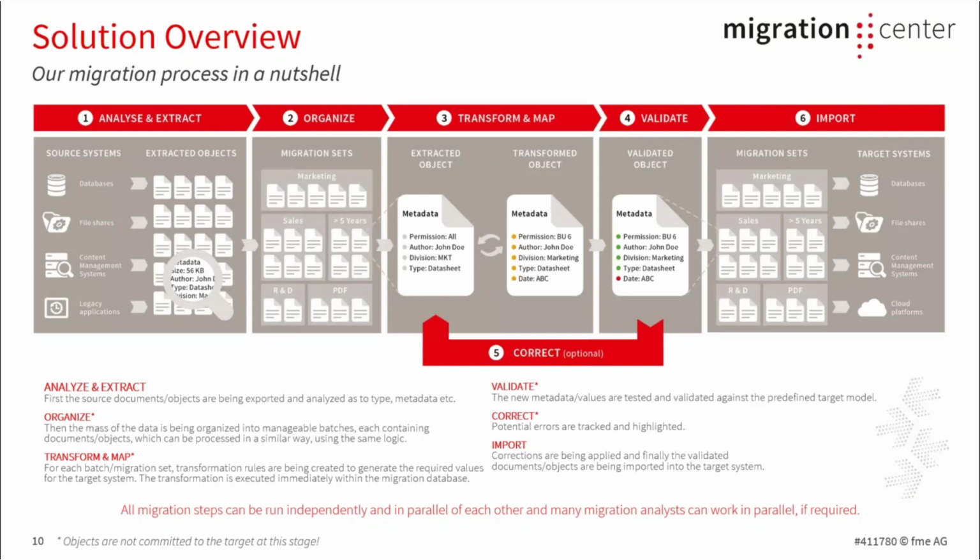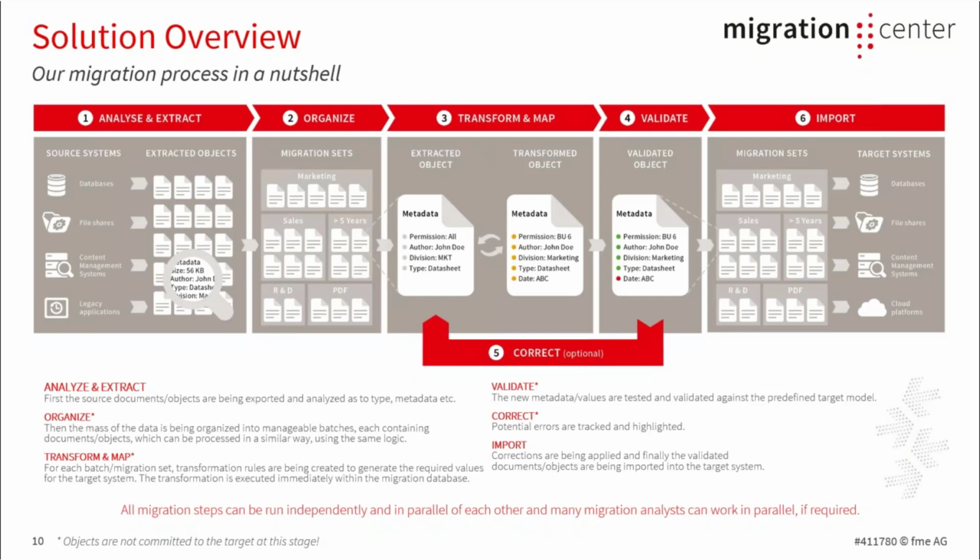Once Migration Center detects some errors or problems, like you can see here, there's a field called date, and there's a value, ABC, which could never be imported into your target system because it's a date and not a string. So Migration Center will detect that automatically and show you an error before you import the data.